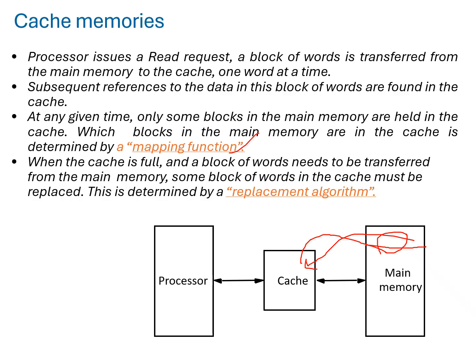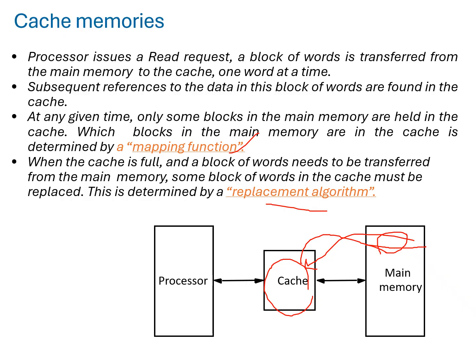The main memory capacity is higher than the cache memory, so we cannot place everything in the cache, only a small amount of data compared to main memory. So when the cache is full and you want a new block which is not available in the cache memory, how do you replace a block? We have replacement algorithms. We'll discuss first in first out and least recently used.